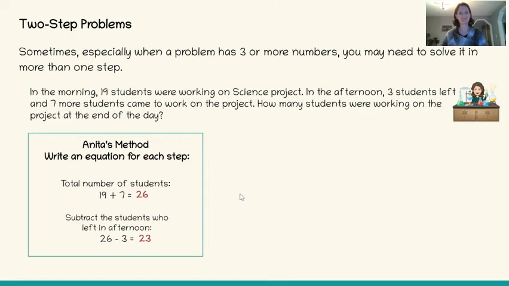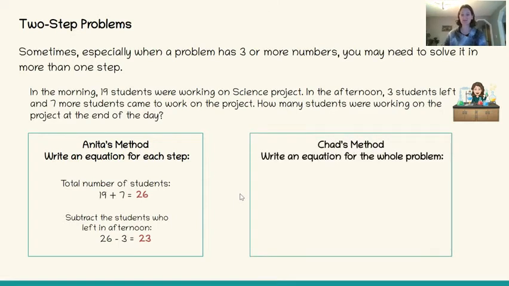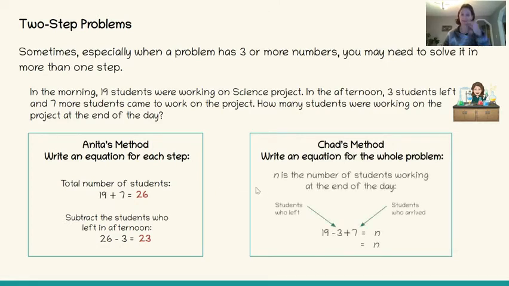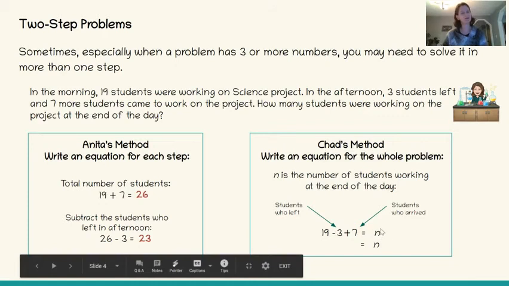It's a good plan. And now we have another student. We have Chad, and he has a different method. He writes one equation for the whole problem, and it looks like this. Now, he is using n as his unknown variable, and that represents the number of students working at the end of the day. So he is trying to solve for n. He is trying to figure out what n is.